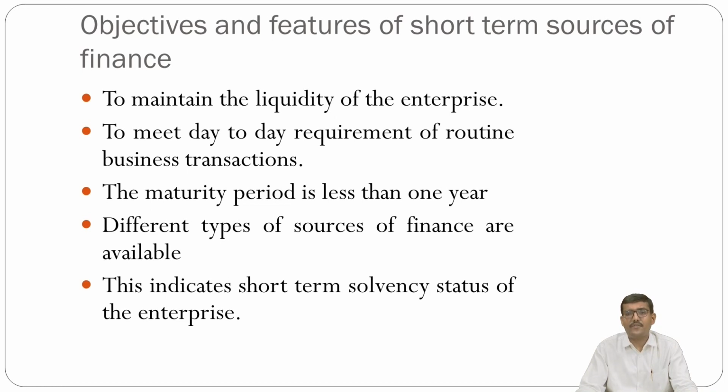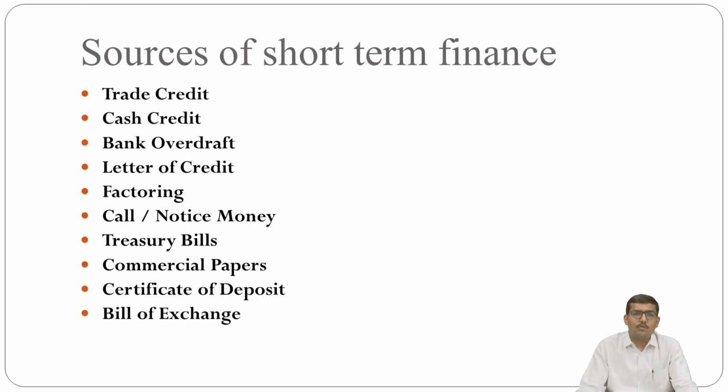Is it clear, my dear friends? Yes or no? Now moving on to the sources of short-term finance. These are the different sources of short-term finance: first is trade credit, second is cash credit, then bank overdraft, letter of credit, factoring, call or notice money, treasury bill, commercial paper, certificate of deposits, bill of exchange. So these, my dear friends, are the different sources of short-term finance.